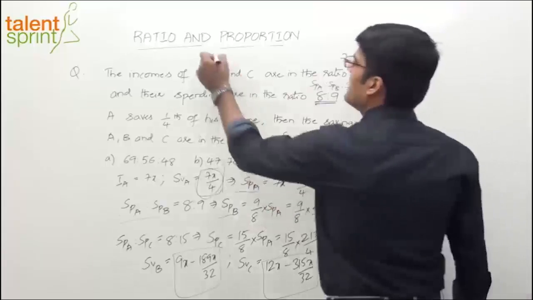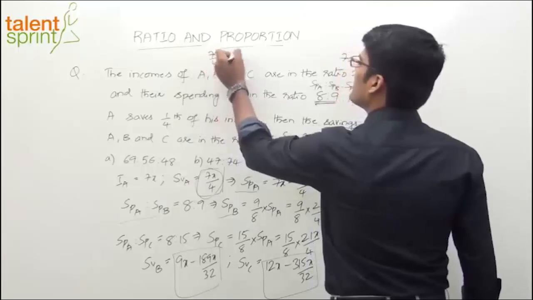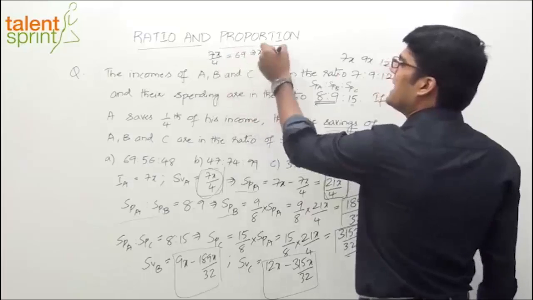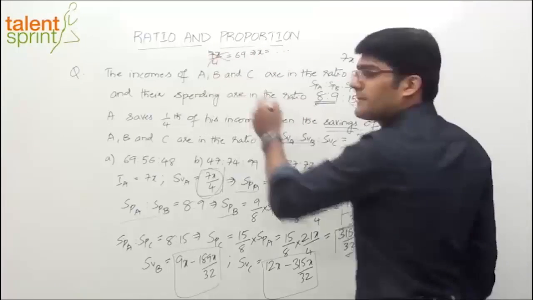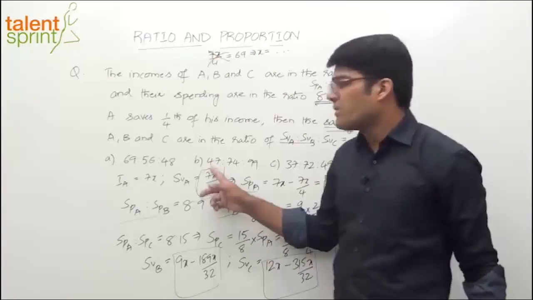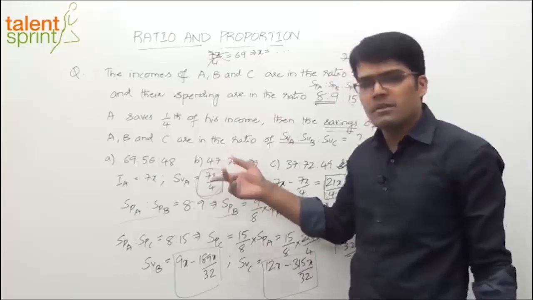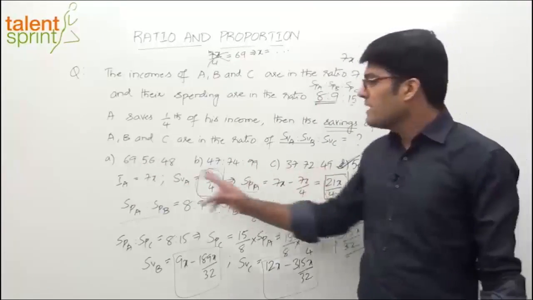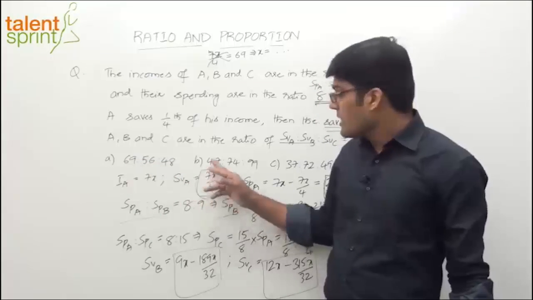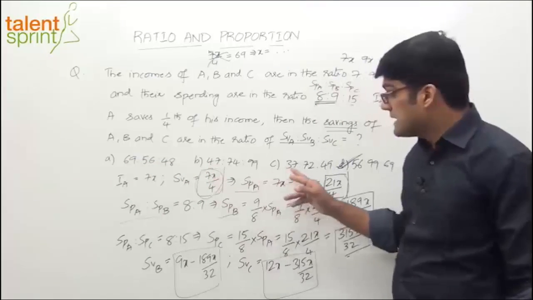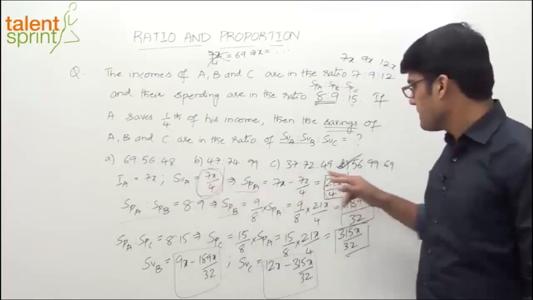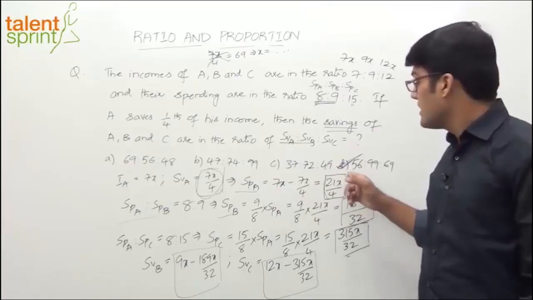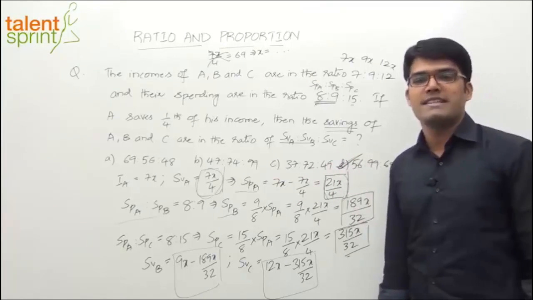Let's say 7x by 4 is equal to 69. What's the value of x? 69 into 4 by 7. But that will give you a decimal answer, hence not possible. Likewise, 7x by 4 is 47, not possible. Basically, it should be a multiple of 7. Just understand, whatever is the first term here, it should be a multiple of 7. So 69 is not a multiple of 7. 47 is not a multiple of 7. 37 is also not a multiple of 7. 56 is a multiple of 7, right? 8 sevens are 56. So we can directly conclude that option D is the answer.